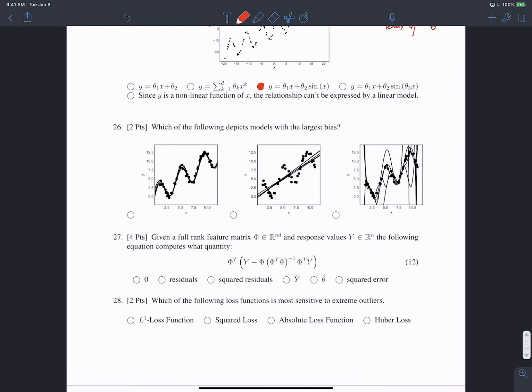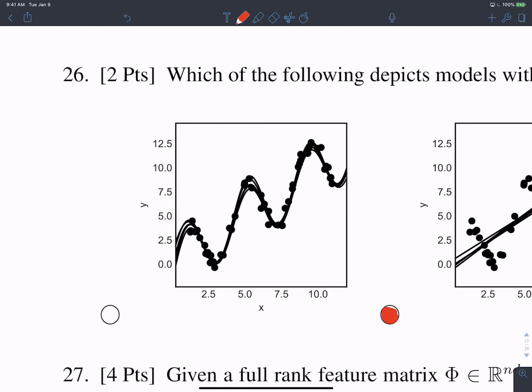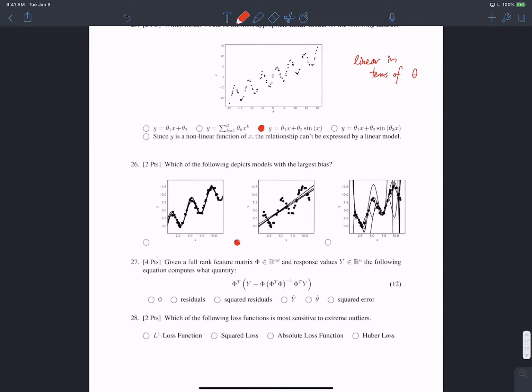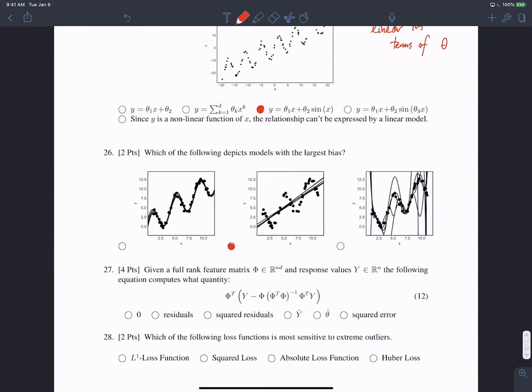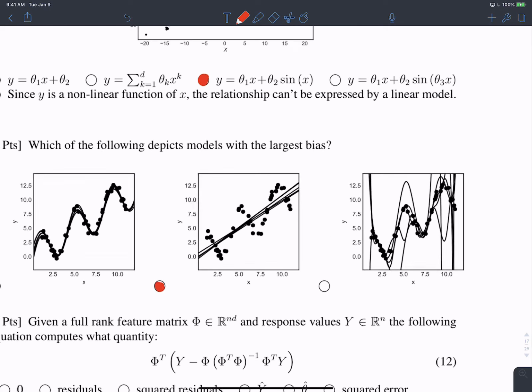Okay. 26, which of the following depicts models with the largest bias? So we see the only one that works is the second option. And the reason for that is because the first option has very, very little bias, right? And bias, again, is just a measure of how off your prediction is, right? And we see here that the residuals are very, very low, right? So it's probably not the first one. And it's also the same case for the third one, right? The residuals are relatively low.